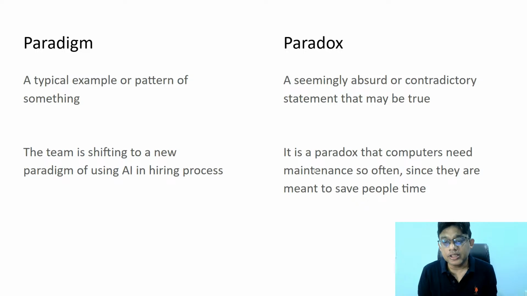For example, it is a paradox that computers need maintenance so often since they are meant to save people time. The purpose of a computer is to save time, but if you spend most of your time just maintaining a computer, that means you are wasting time. So paradox means something that you may initially not take very seriously, but it may technically still be true. Let's say you have a laptop and you spend a hell of a lot of time just maintaining it. Instead of saving your time, the laptop technically is wasting your time. So it's a paradox. You can make a sentence with paradox.